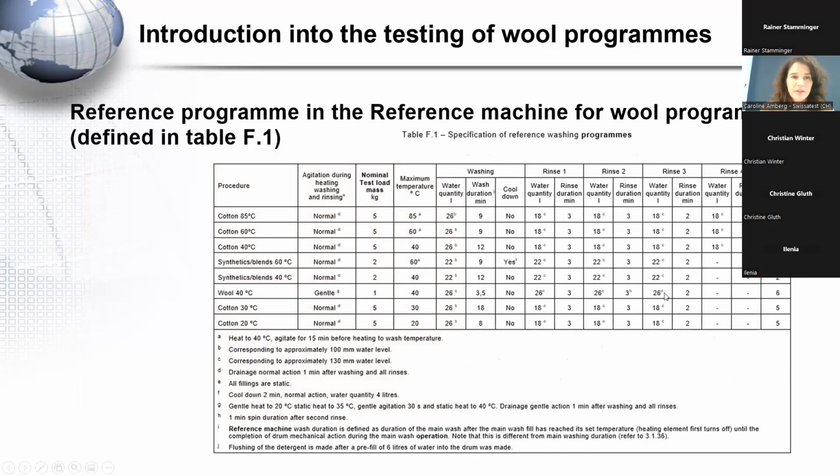Good, and then the reference program in the reference machine for wool programs is the same as in the 5th edition. So this one has not changed. It's still wool 40, as you can see in this table F.1.